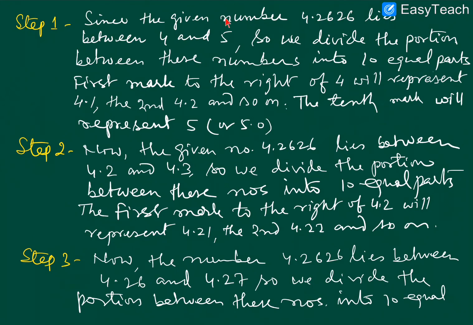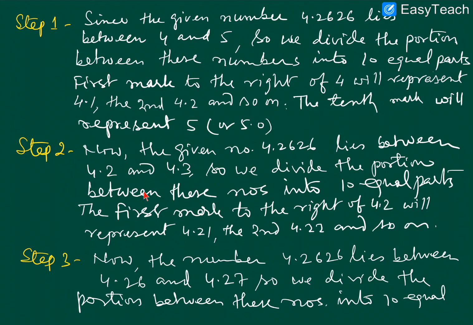Step 1. Clearly the given number 4.2626 lies between 4 and 5. So we divide the portion between these numbers, that is 4 and 5, into 10 equal parts. Then the first mark to the right of 4 will represent 4.1, the second will represent 4.2 and so on. The 10th mark will represent 5 or 5.0.